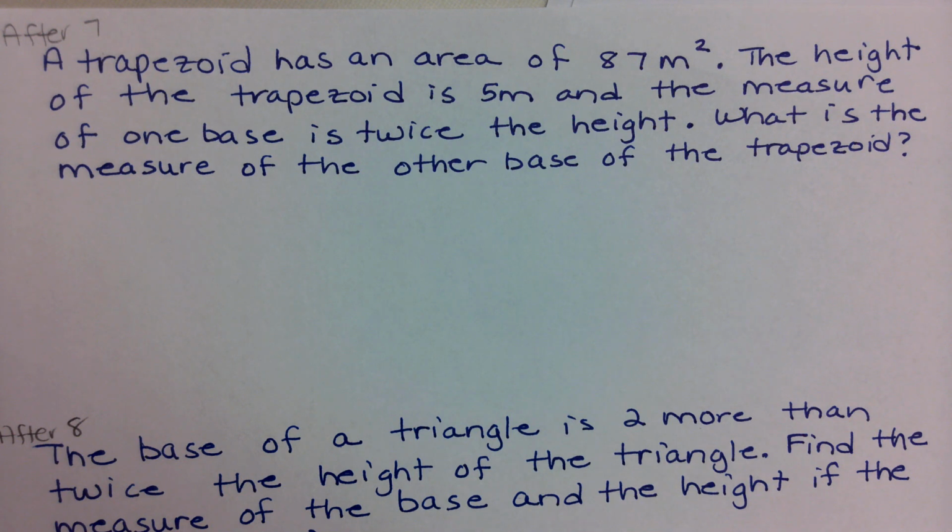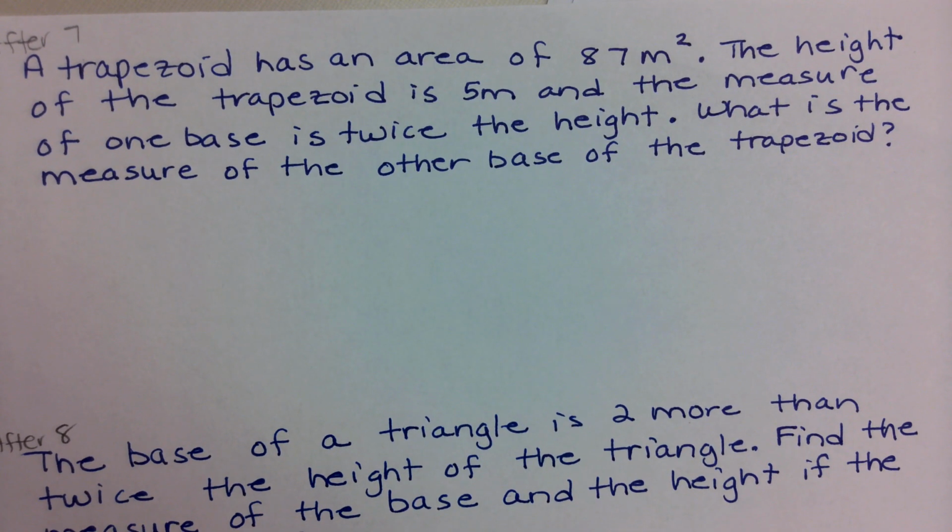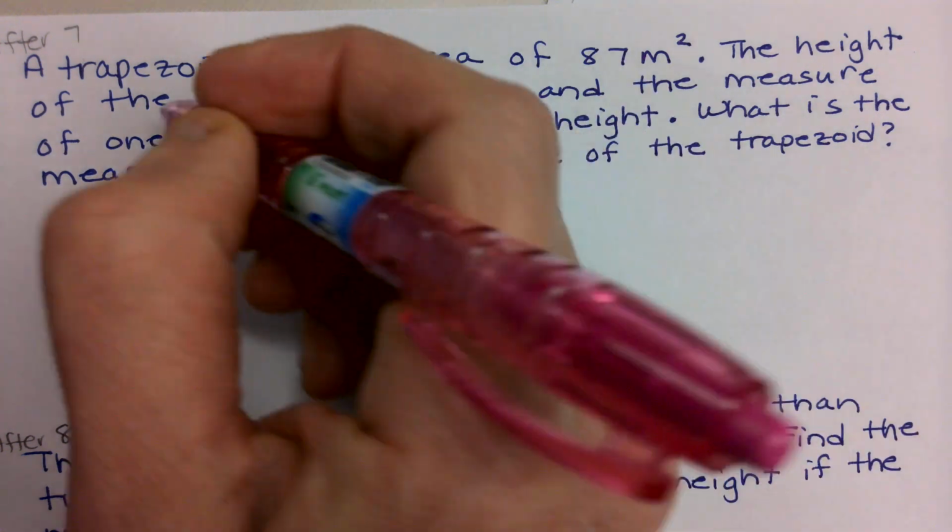Okay, so it says a trapezoid, I'm going to go ahead and do it, so pause it if you haven't done it yet. A trapezoid has an area of 87. The height of the trapezoid is that, and the measure of one base is twice the height. What is the measure of the other base? Okay, all I know is it's trapezoid of an area, so I'm going to start with that formula.